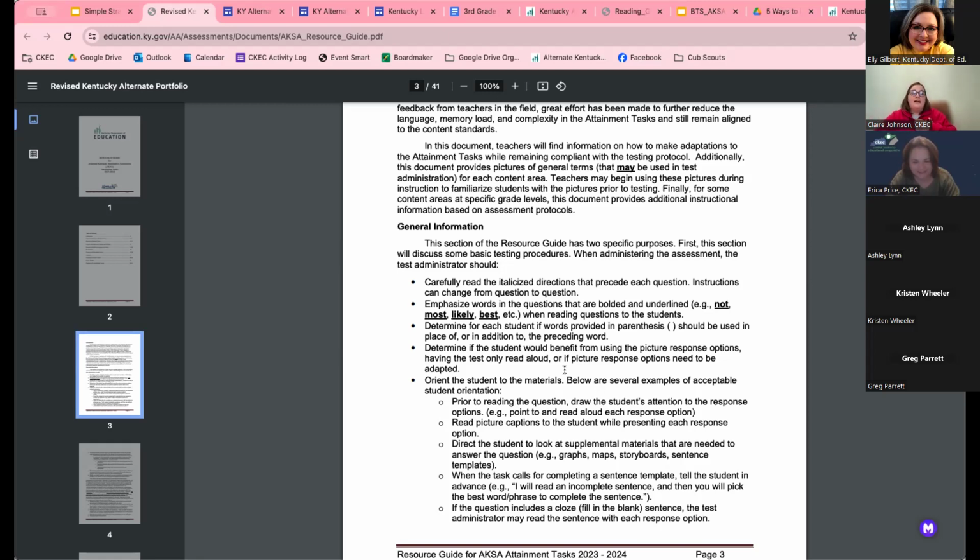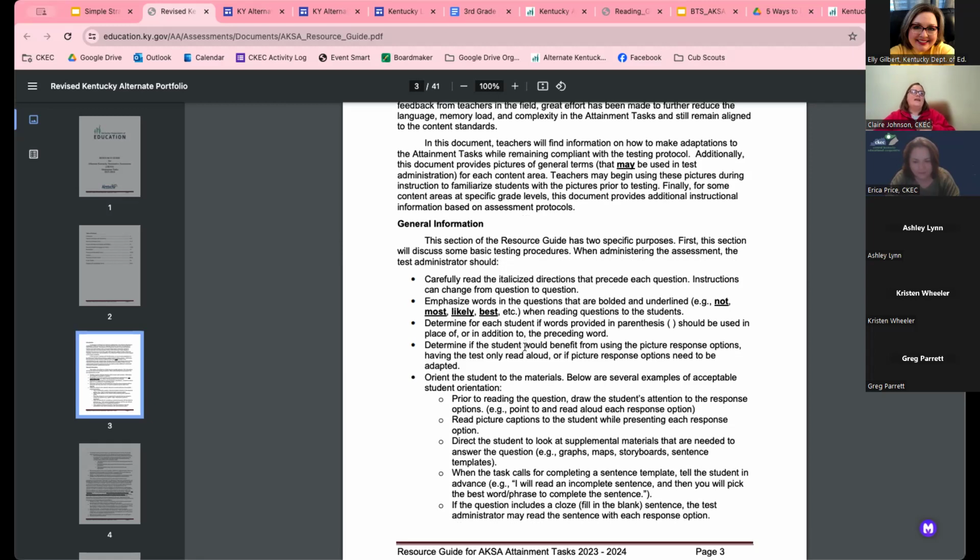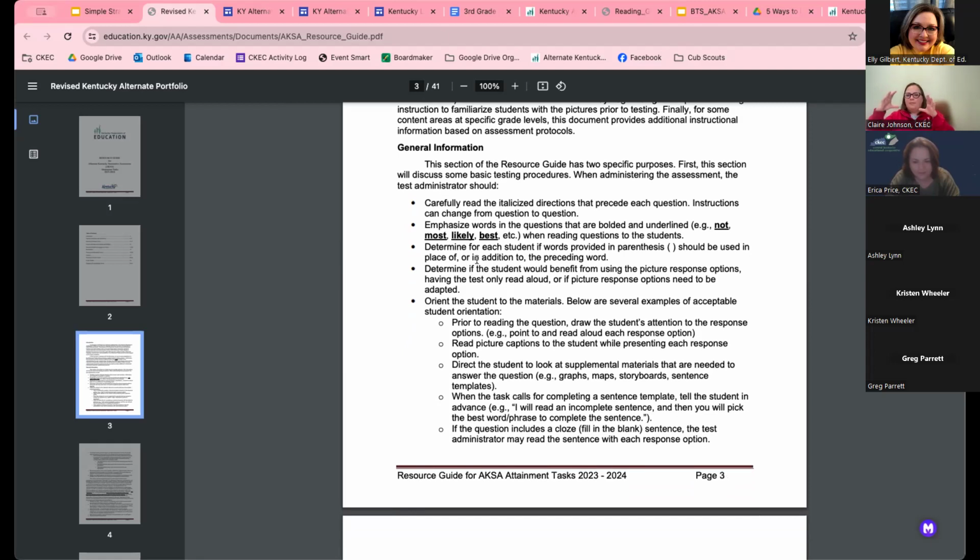Things that we're not allowed to do in regular KSA, even for our students with accommodations, are things like emphasizing words in a question. But here we can emphasize bolded or underlined words when we are reading to the student. Carefully read italicized directions. There will be words in parentheses, and we can determine which words we should use for our particular student based on what is given there.